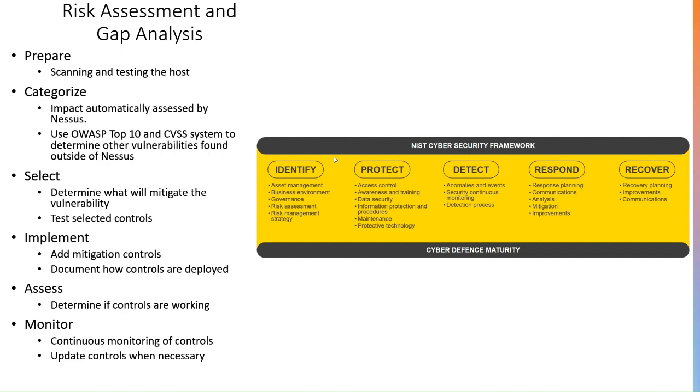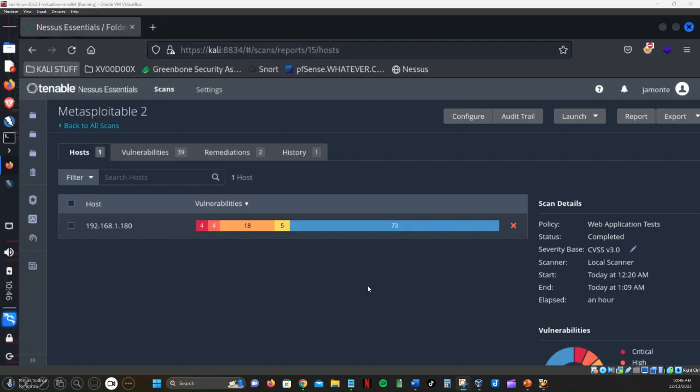And then, of course, you want to do continuous monitoring, making sure that the system is working properly. It hasn't changed since you implemented any of your mitigation controls. Update the controls when necessary. New updates are coming out all the time, so make sure you're updating everything as necessary and keeping up to date. And this is basically the risk assessment or gap analysis of Metasploitable 2, or what I would do if Metasploitable 2 was on my network here.